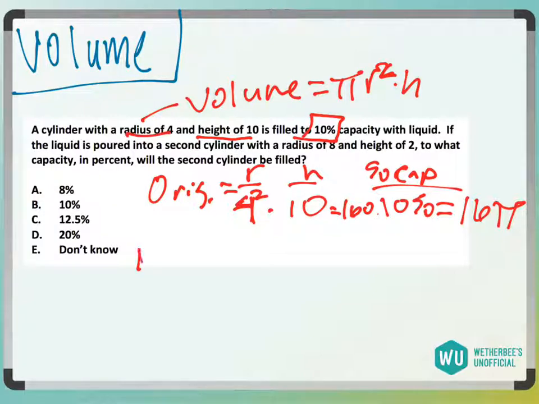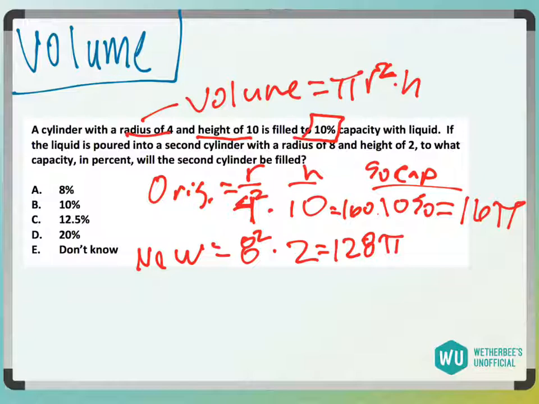Then we have this new cylinder. And what does it have? It has a radius of 8, it has a height of 2, and we want to know to what capacity the second cylinder will be filled. So let's find the volume of this new cylinder. This is going to be 8 squared times 2, which is going to be 64 times 2. 64 times 2, put in your calculator, is 128 pi. And that's the volume of this cylinder.